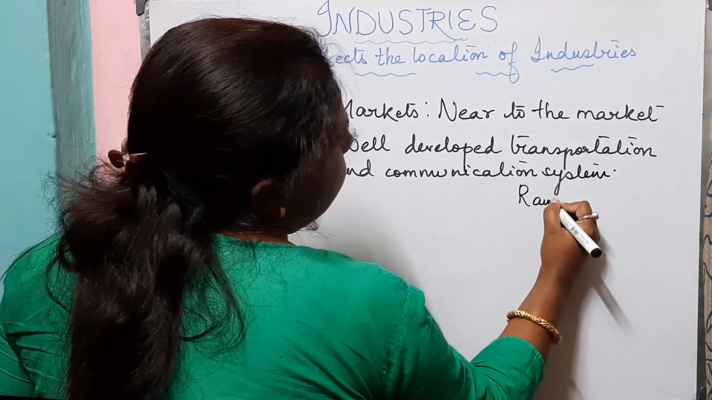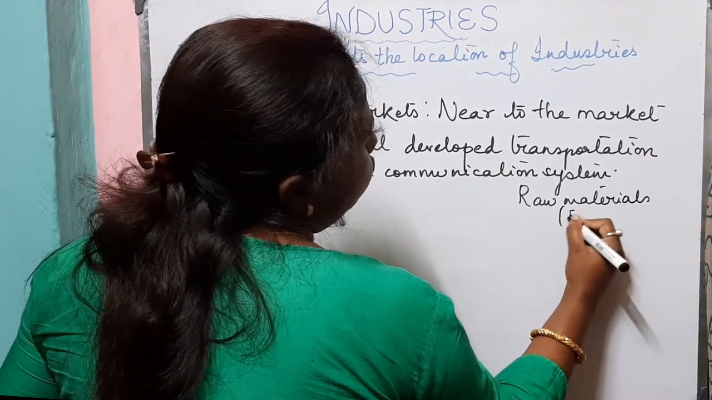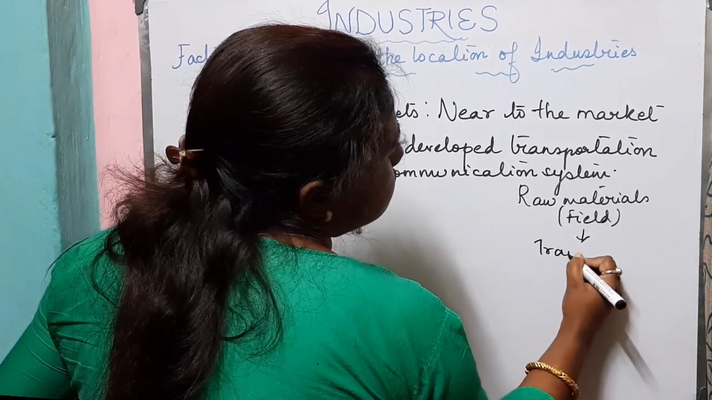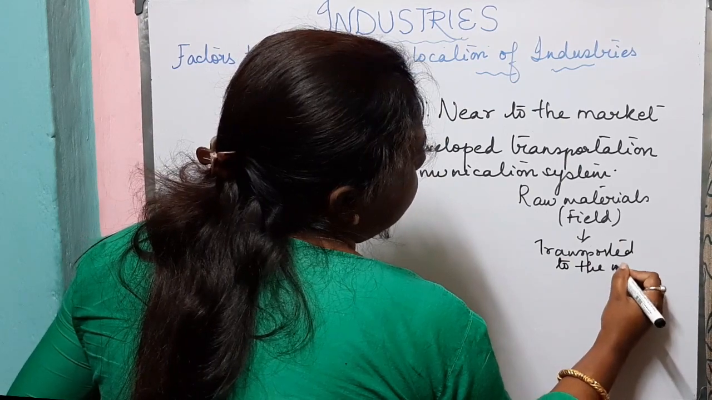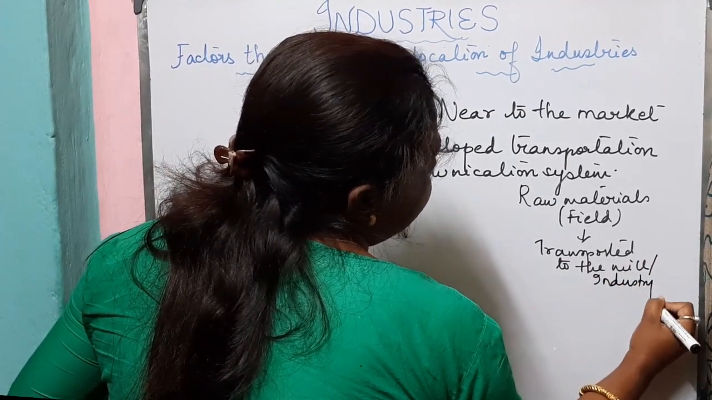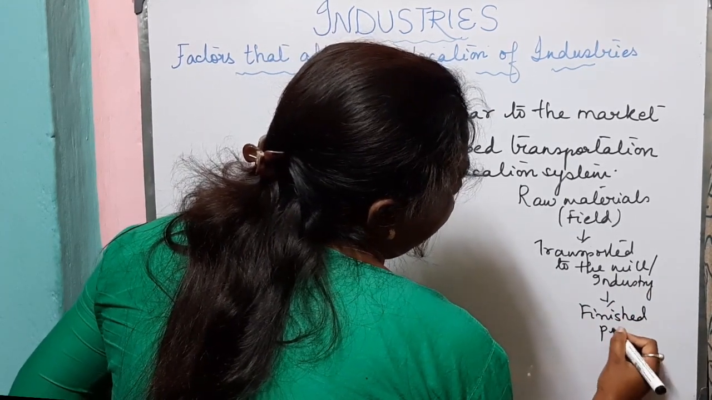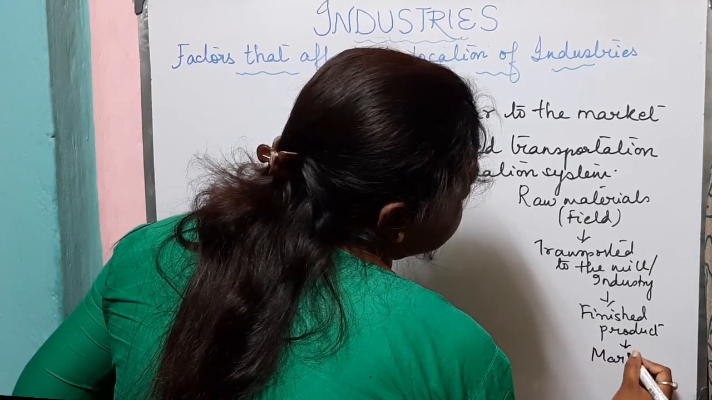Now we have the raw materials. From where will we get the raw materials? From the field. Now these raw materials will be transported to the mill or industry, and then the finished product will be transported to the market.